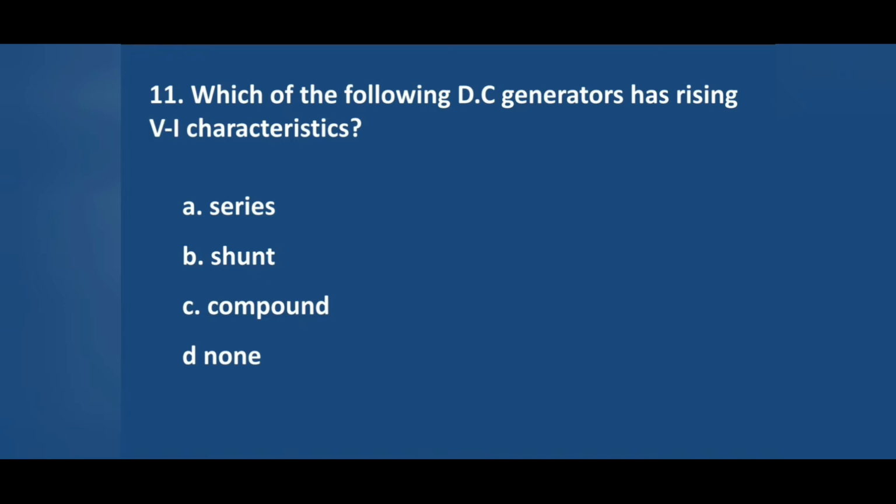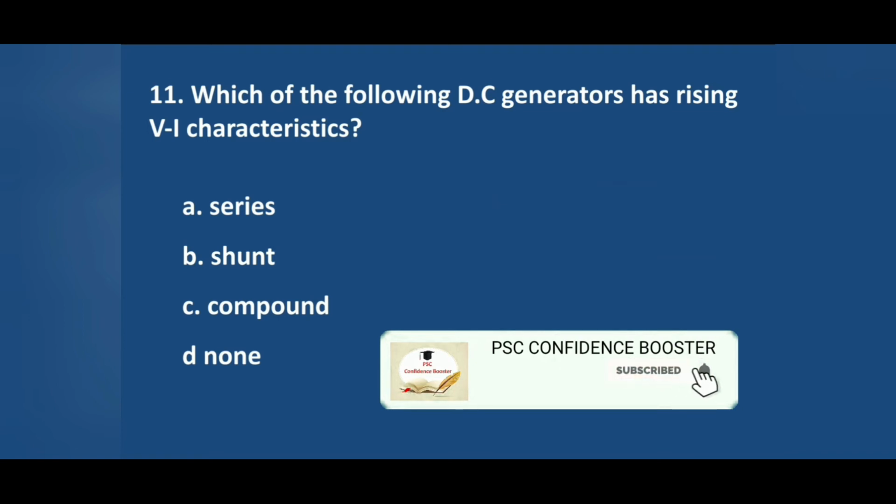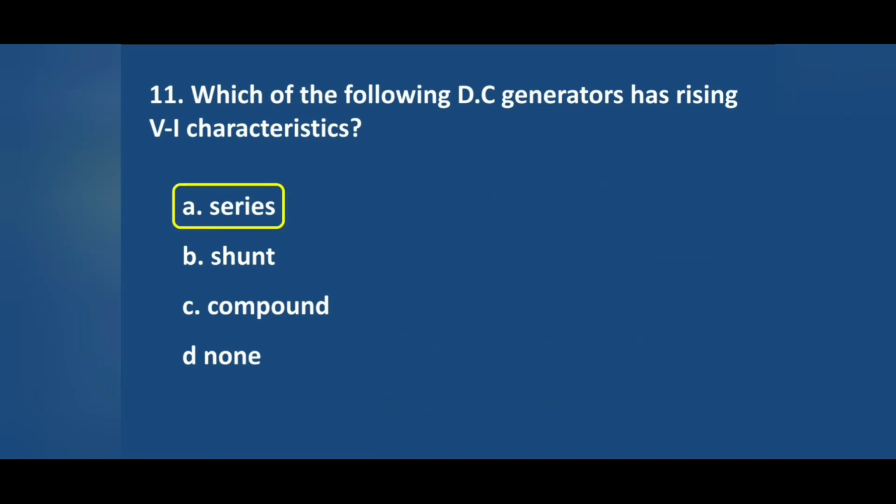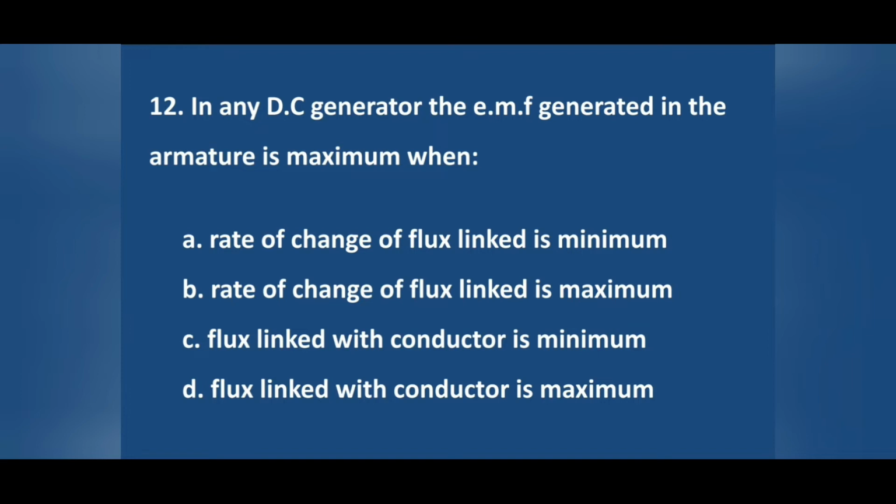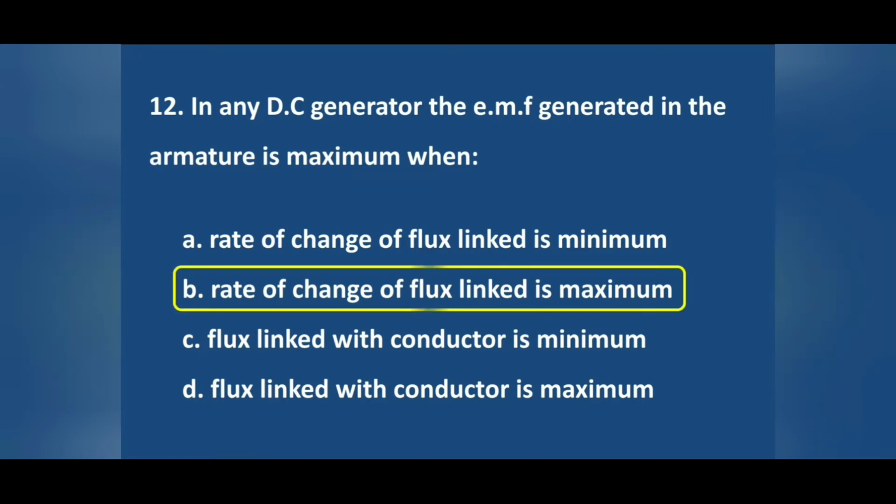Question number 11. Which of the following DC generators has rising VI characteristics? Answer is option A, series. Question number 12. In a DC generator, the EMF generated in the armature is maximum when. Answer is option B, rate of change of flux linked is maximum.